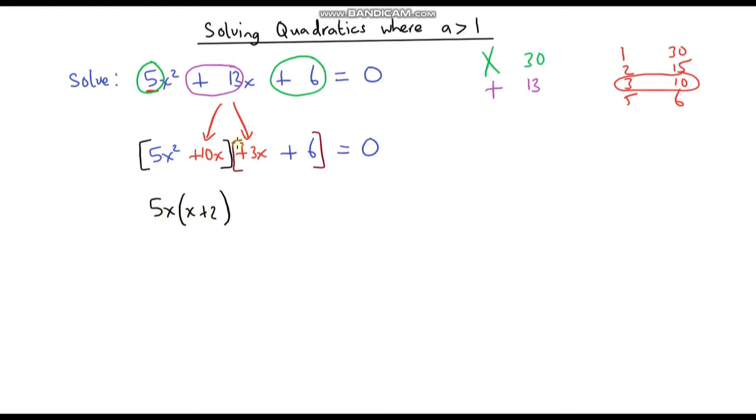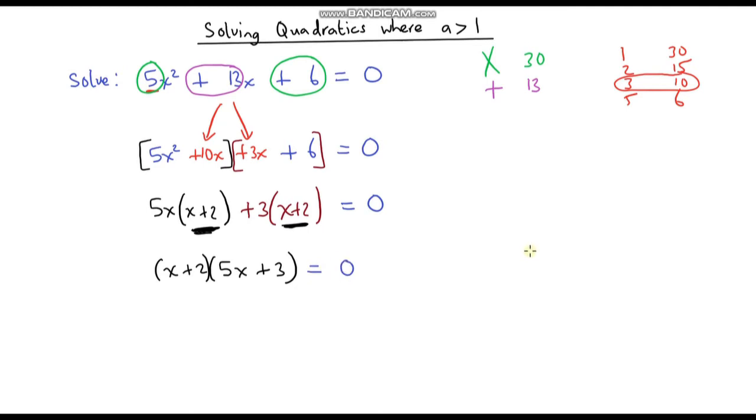And now in this maroon part, what can I factor out? Well, I can just factor out a 3, and in my brackets I'm just going to be left with x plus 2. 3 times x is 3x, 3 times 2 is 6, and of course all of that equals 0. And now you can see that I've got an x plus 2 here, I've got an x plus 2 here, so I can factor out an x plus 2. And what I'm left with is 5x plus 3, and of course that all equals 0.